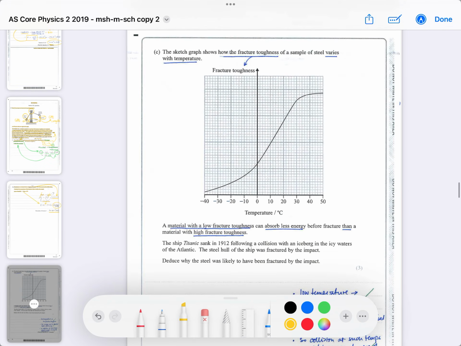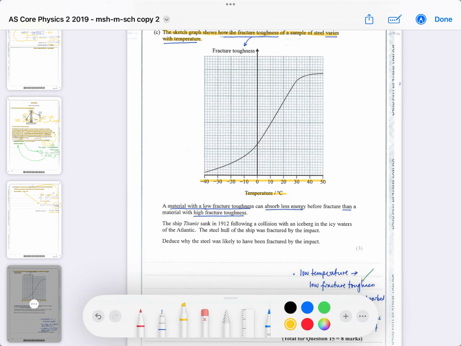And this time they're giving you some data. The sketch graph shows how the fracture toughness of a sample of steel varies with temperature. Okay, and let's have a look at the temperature. Temperature goes from minus 40 all the way up to plus 50. So that's the temperature variation. And you can see the fracture toughness is greater, so it's tougher at a high temperature, and at low temperature it has a lower level of toughness.